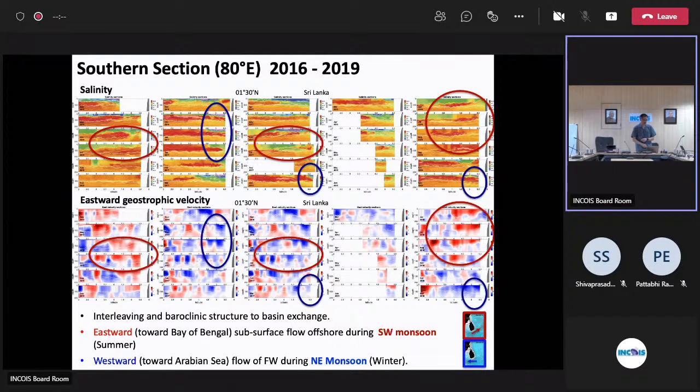We can look at the same thing for the southern section, right? There's a lot more data here. This is not all of the sections. We're missing a few, but most of the southern sections are represented here. And the scheme is the same. The blue circles mark the northeast monsoon, and typically the westward transport of Bay of Bengal water from the Bay of Bengal into the Arabian Sea. The red circles mark the southwest monsoon, the summer monsoon, and typically the eastward transport of Arabian Sea waters into the Bay of Bengal.